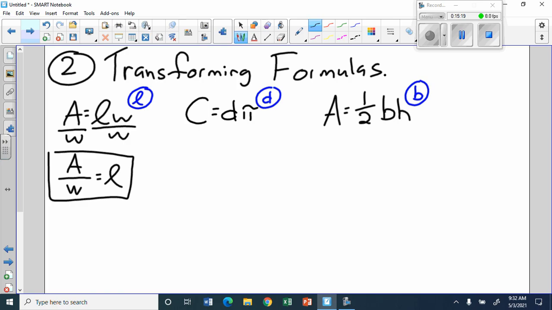Circumference equals d pi. I want to get d by itself. What do I do, Sebastian? Divide by what? Okay, so if I divide both sides by d, I get c over d equals pi. I don't think I got d by itself. Very good. If I divide this side by pi and this side by pi, circumference over pi, pi cancels, equals d.